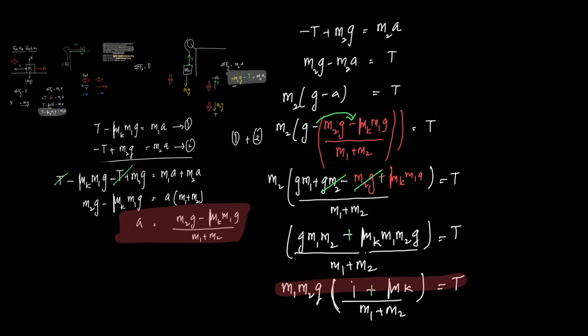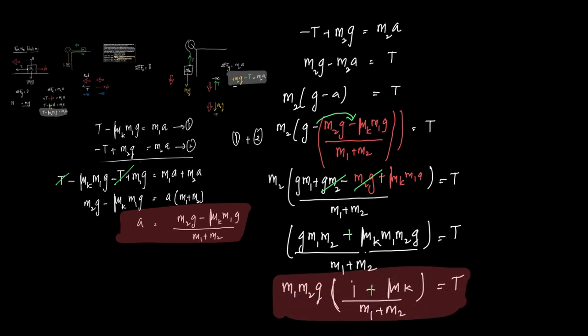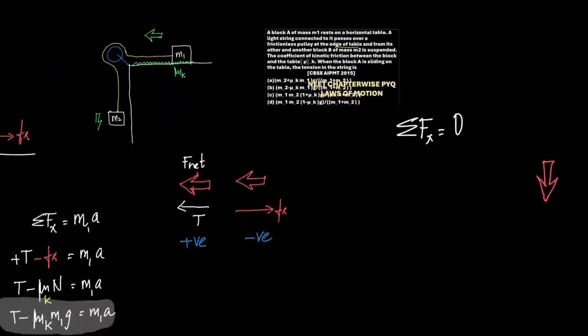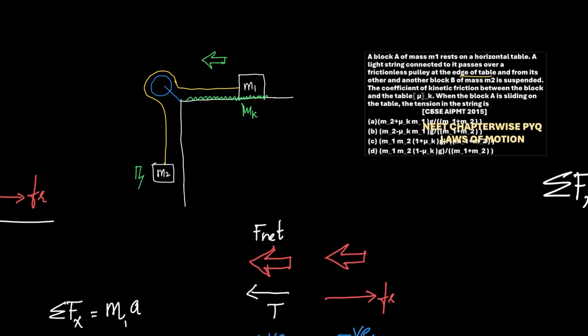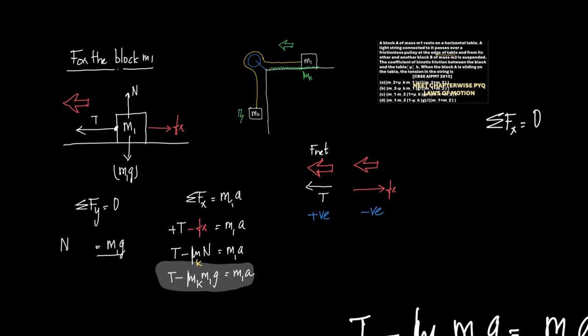Okay, so let us go through the entire problem one more time. We got the question without the diagram. We first drew the diagram, right? And then what did we do here? We first solved the diagram for m1 alone. m1's net direction is towards the left, friction towards the right, tension is along the net direction of motion, so it is positive. Friction is against the net direction of motion, so it is negative. We wrote sigma Fx. We know that sigma Fy is equal to 0.